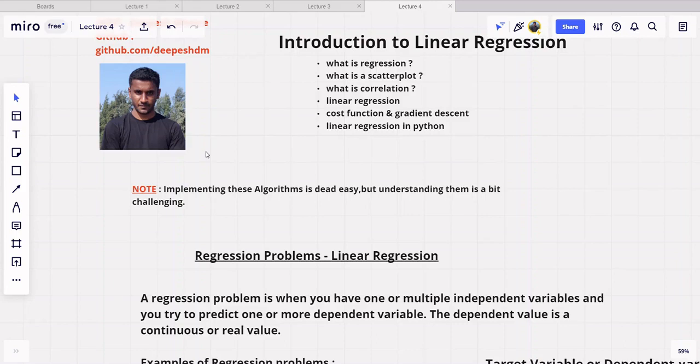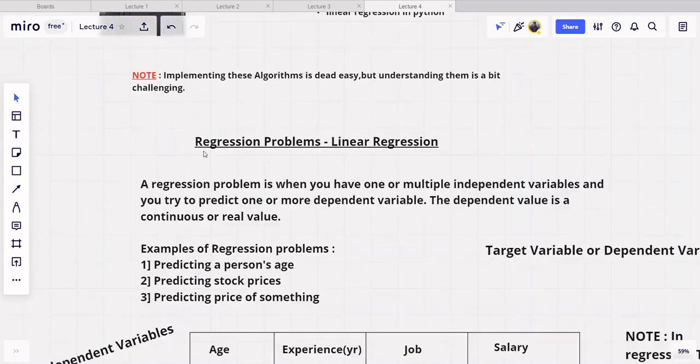Don't worry about the programming part of these algorithms. Just try to get a high level overview of how these techniques or methods, these algorithms, actually work. Okay, so let's get started.